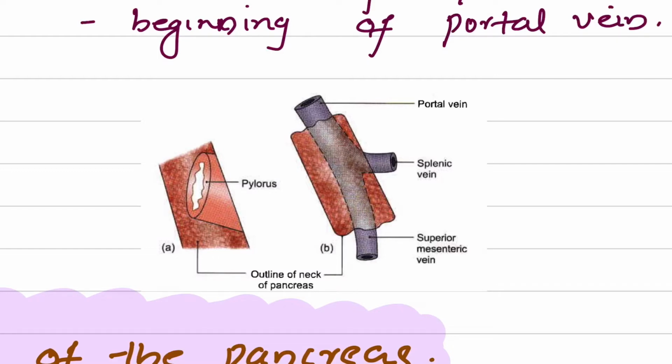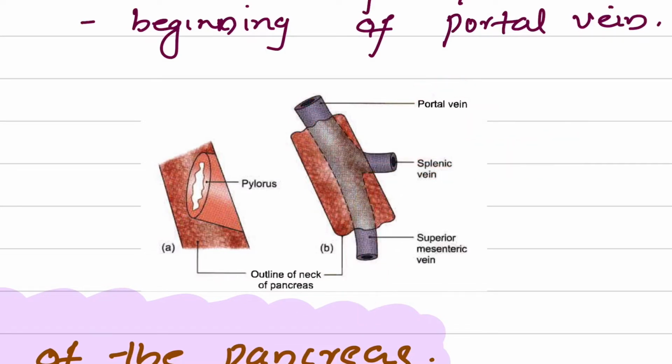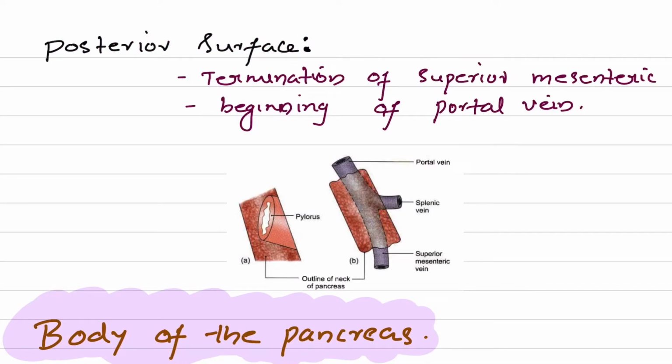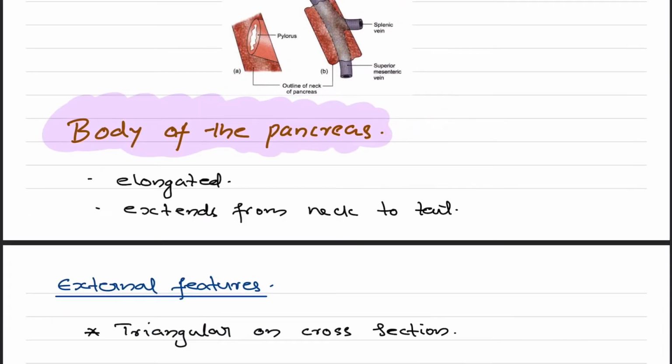How is the portal vein formed? The splenic vein is coming from here. This is our splenic vein. This is our superior mesenteric vein. So the superior mesenteric vein and splenic vein join together to form the portal vein. So posteriorly we have the portal vein formation. Next we will discuss the body of pancreas.